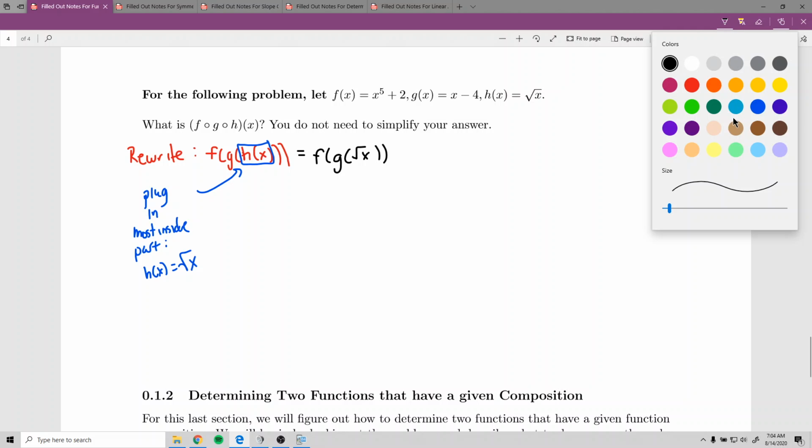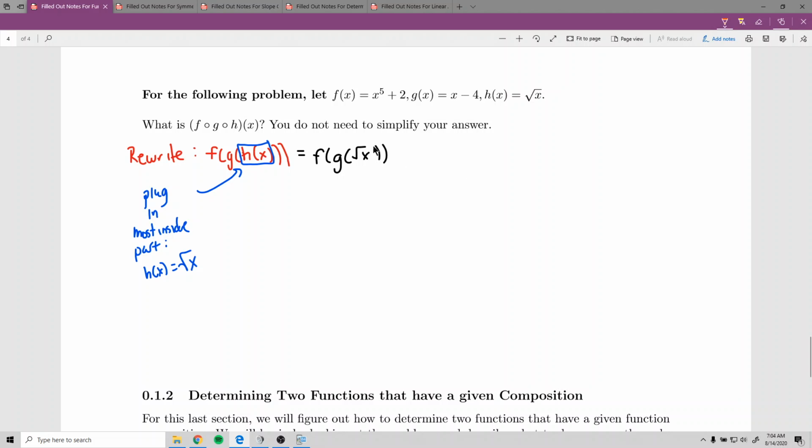So, think about it like before. We did the g of x, the inside part. Now we keep working to the outside. But the next inside part is this. We want to plug in square root of x for x in g of x, and that's what's going to go in our box. So g of x equals x minus 4. The g of the square root of x, plugging in square root of x for x, we get the square root of x minus 4.